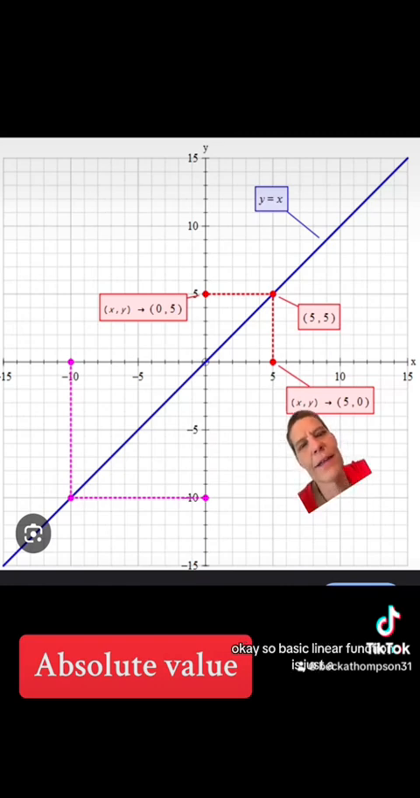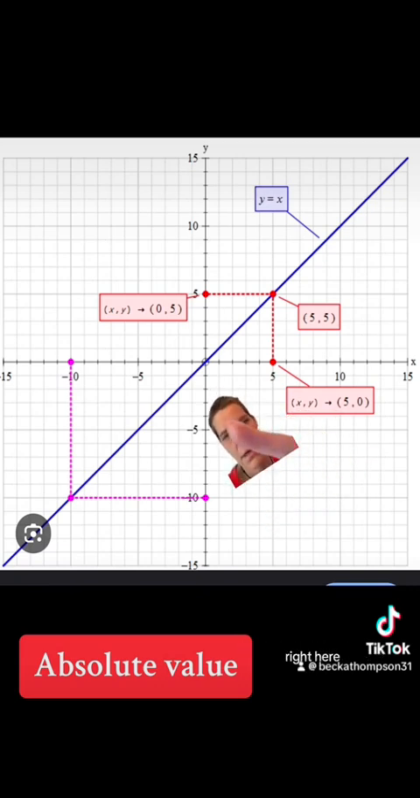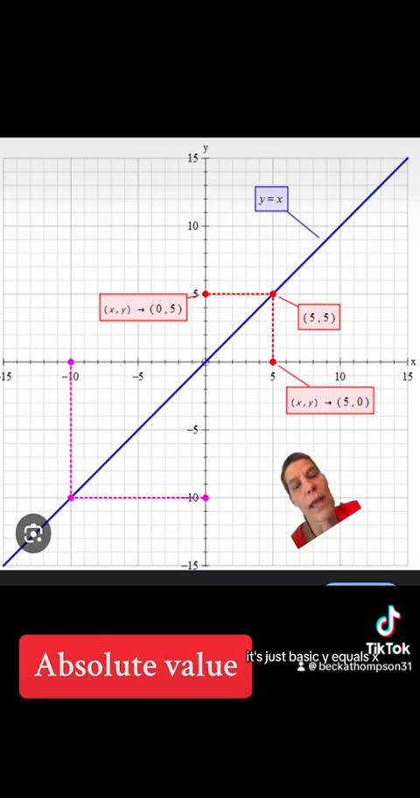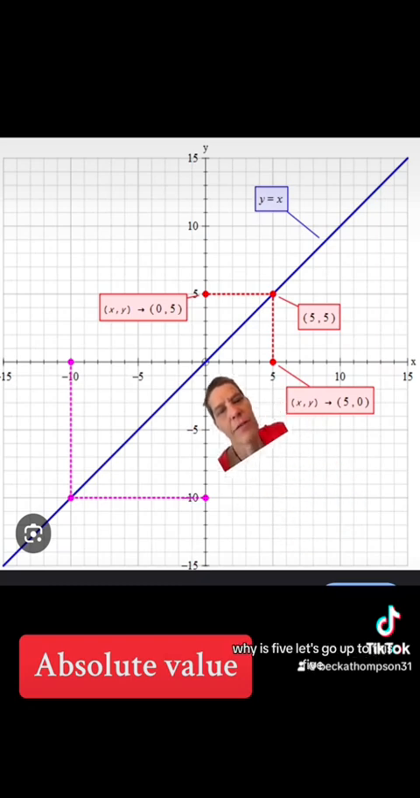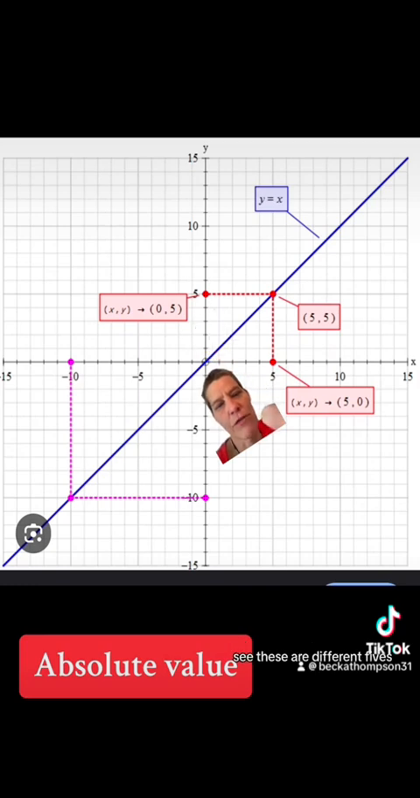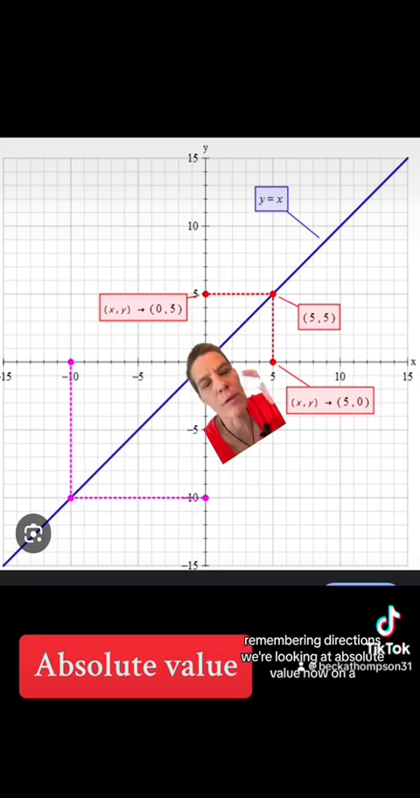Okay, so a basic linear function is just a line, right? I mean, linear line, right? But I mean that it goes through the origin, and this is the origin right there. Come on, Thompson, right here. The origin is right there, and it's just basic y equals x. So if x is 5, y is 5. Let's go up to this 5. See, these are different 5s. It's different directions. Okay? We're remembering directions.